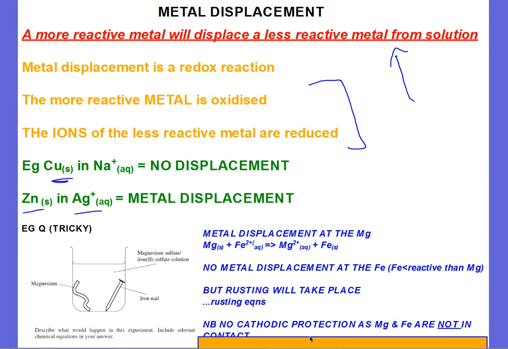Okay, so you use the rusting equations, and the reason why you get rusting is because you've got iron in an aqueous solution. There's going to be oxygen in the water, and therefore that will just rust. And the reason that the magnesium isn't protecting the iron from corrosion is because they're not in contact, and because they're not in contact, that means there's no galvanic cell, which means there's no cathodic protection. So quite a tricky question there.